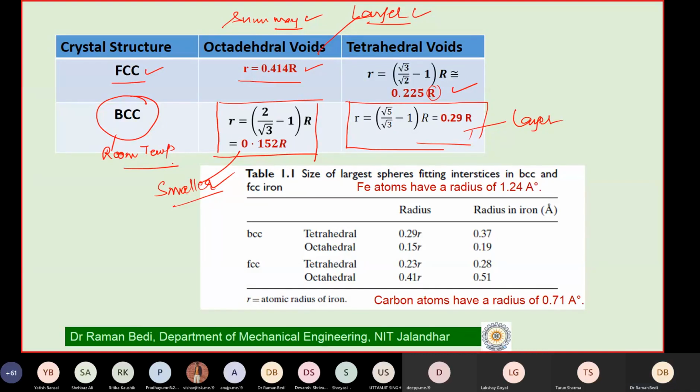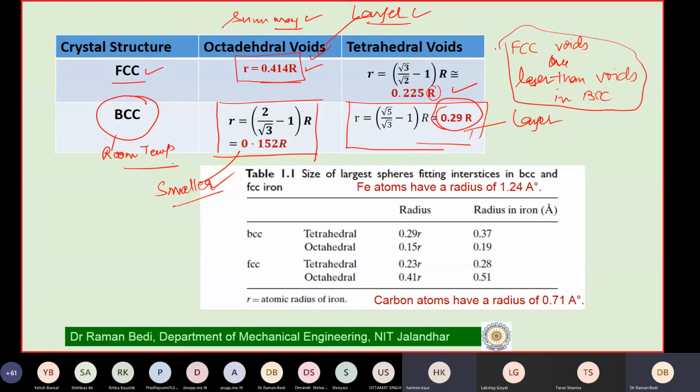Harleen Kaur. Yes, sir. So in the case of FCC structure, we understand that the octahedral voids are larger. Is it right? Yes, sir. And in the BCC structure, the tetrahedral voids are larger. Although in absolute terms, which one is larger? FCC voids are larger than the BCC voids. Can I say that? Yes, sir. So voids in FCC are larger than voids in BCC. So does it create a contradiction in our studies?